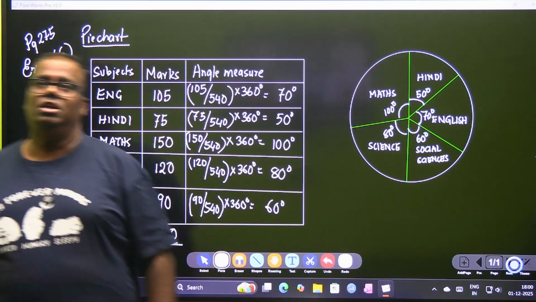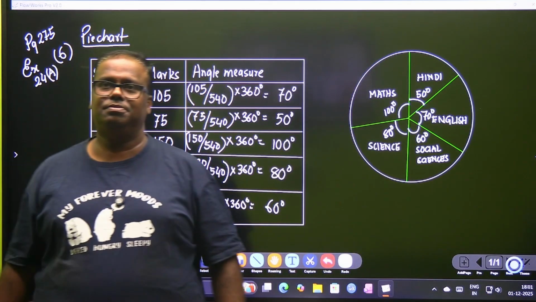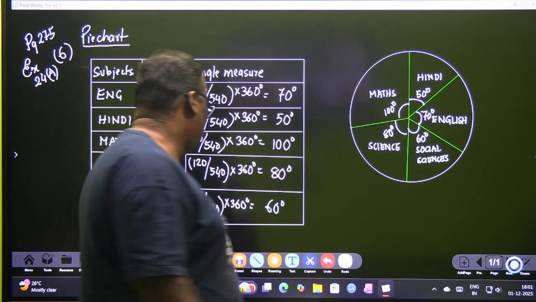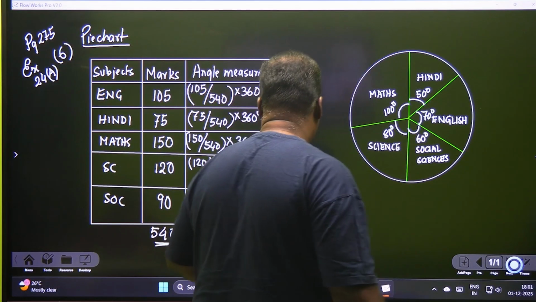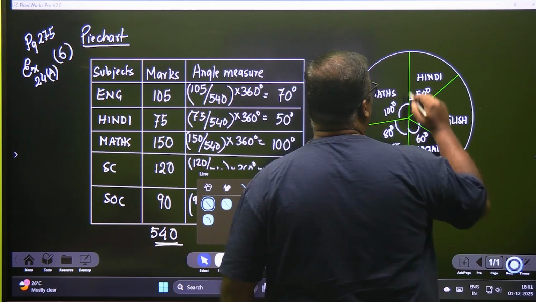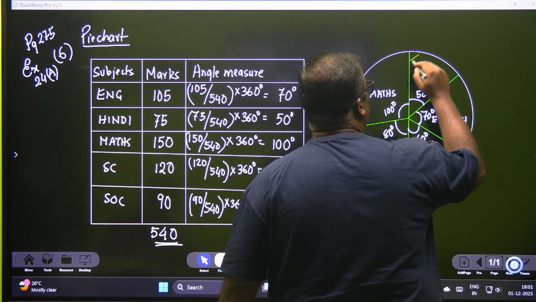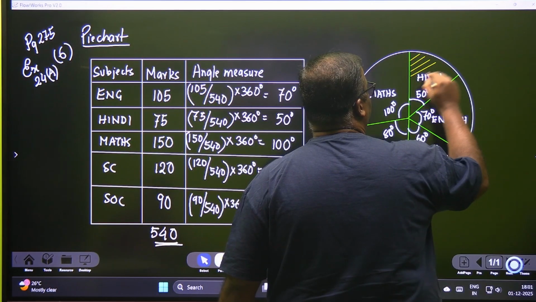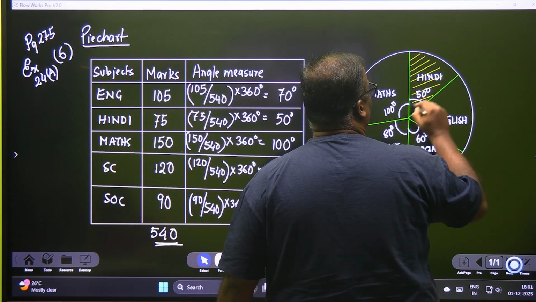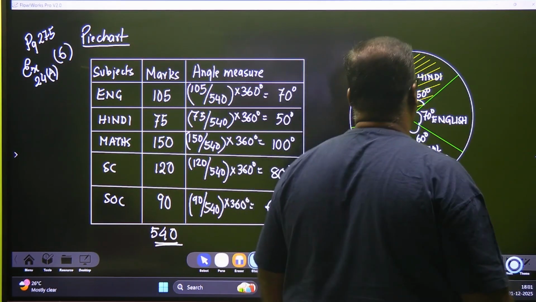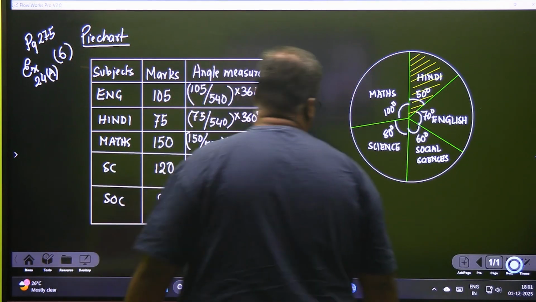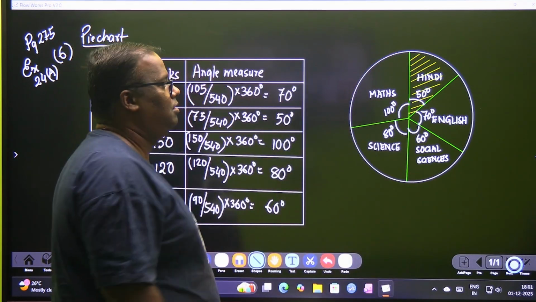Tell me now, is the pie chart clear? And if you have more time in your hand, which you always have, you can do some beautification also, like this. If you want, you can do it like this, and your pie chart looks more stylish. Okay, let's go.